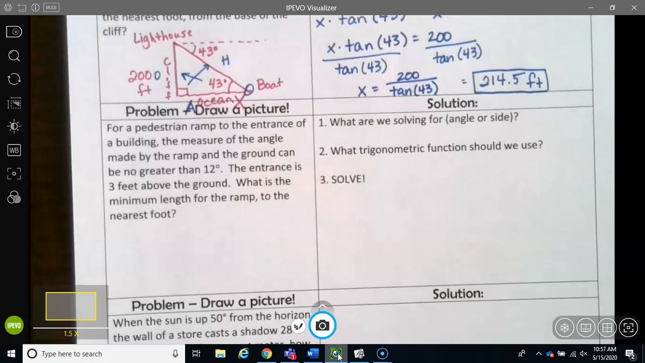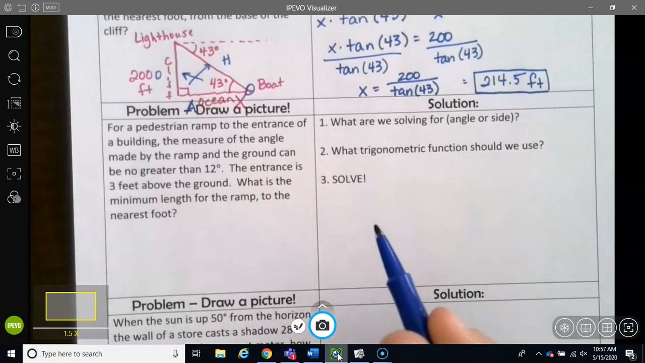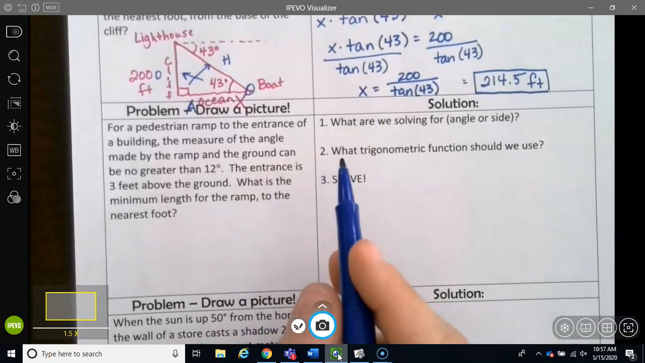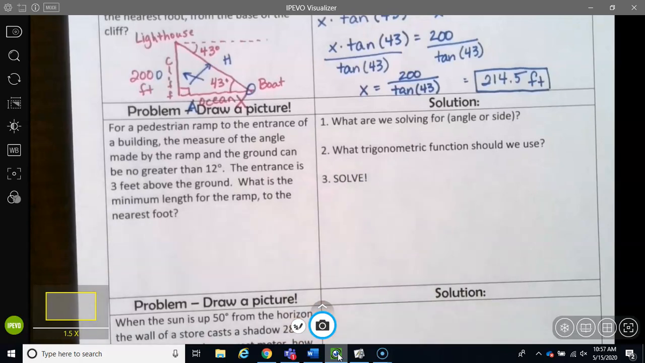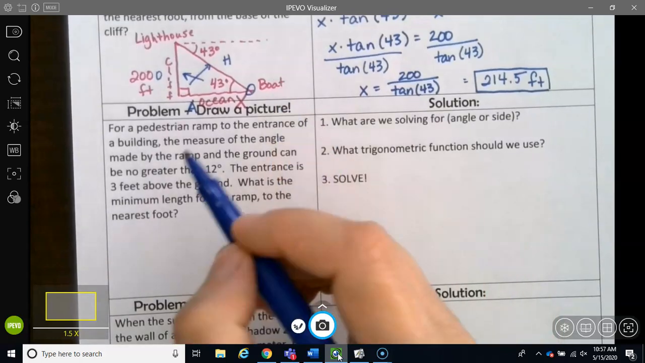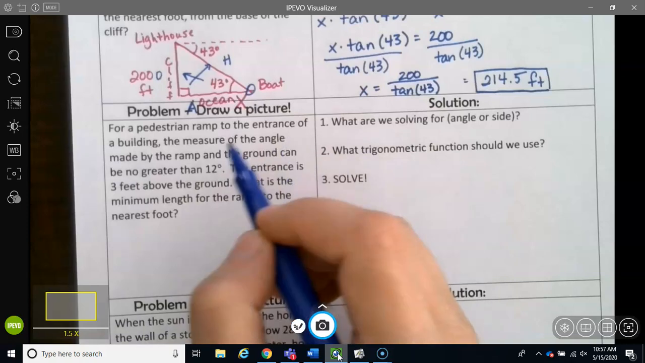We've been doing some angle of depressions. Let's do the boat, or sorry, this pedestrian ramp one. See what that gives us. A pedestrian ramp to the entrance of a building. So think of like a wheelchair ramp for a disabled person.